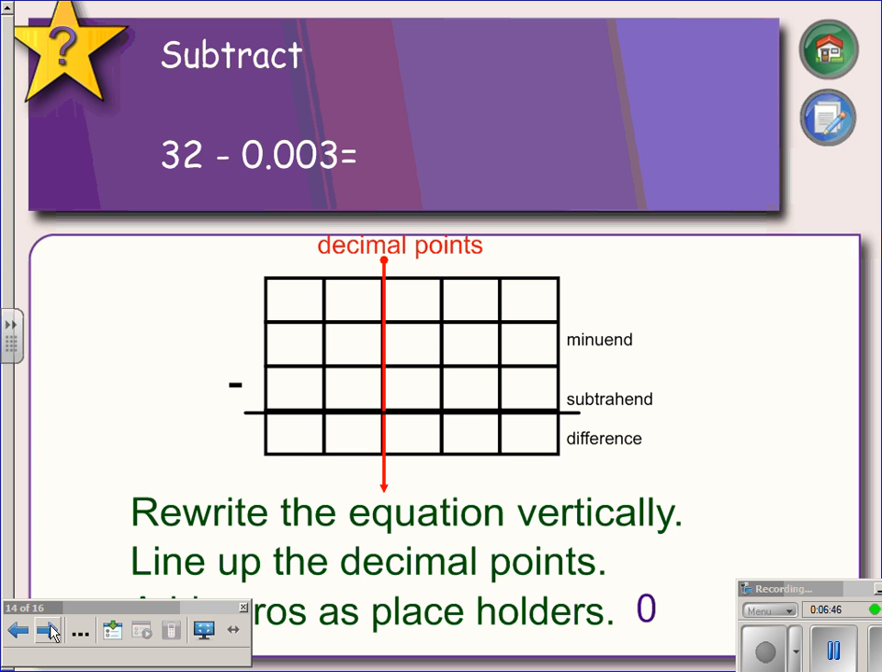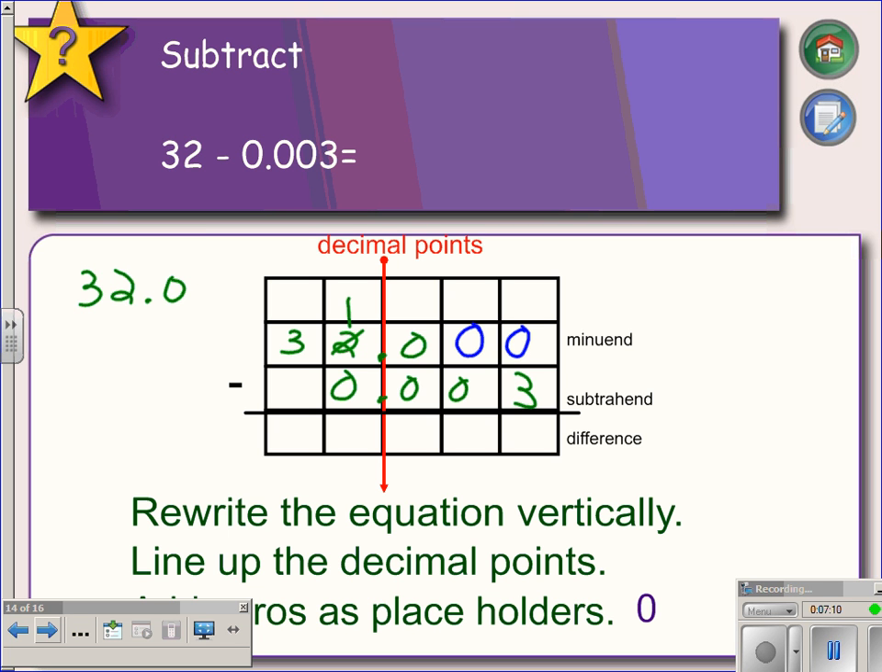All right, let's try this one. Again, we have our 32 as a whole, and it can be rewritten as a decimal. So we're going to put our decimal, 32.0, and then we'll put our number underneath, our subtrahend. And then we cannot forget to put in our placeholder zeros. So when we do that and we have 0 minus 3, I can't take from there, I can't take from there, I can't take from there.